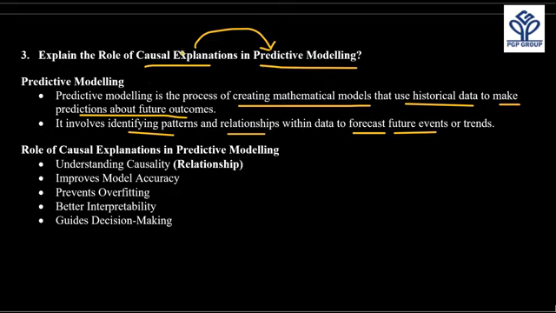For predictive modeling, the causal explanation plays a major role. How, you can see here: understanding the relationship or understanding the causality, improving the model accuracy, preventing overfitting, better interpretability, and guiding decision making. These are all the ways in which the causal effects or causal explanations will help predictive modeling. So this is a short answer question.